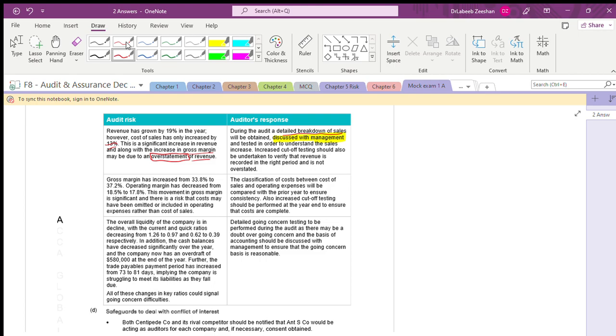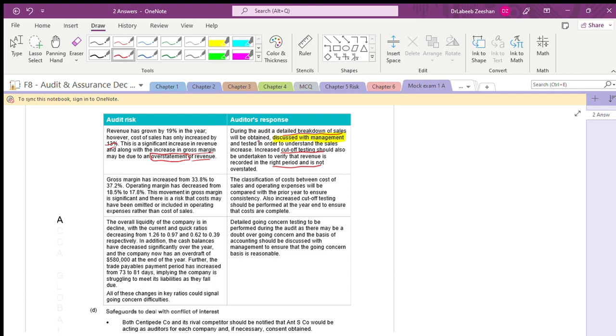If there is an increase in the sales and a reduction in the cost of sales, you make it an increased test of cut-off testing. It means you should do cut-off testing every month, to check that sales are recorded in the right period and are not overstated.